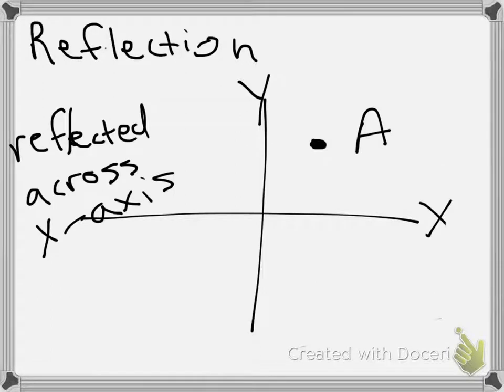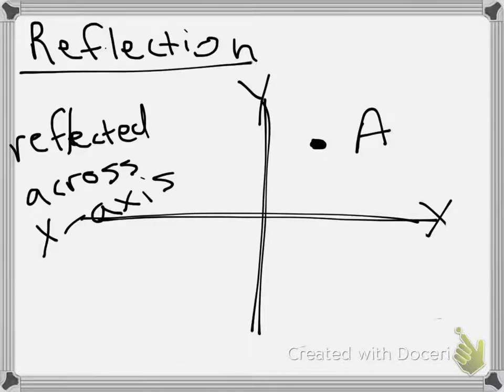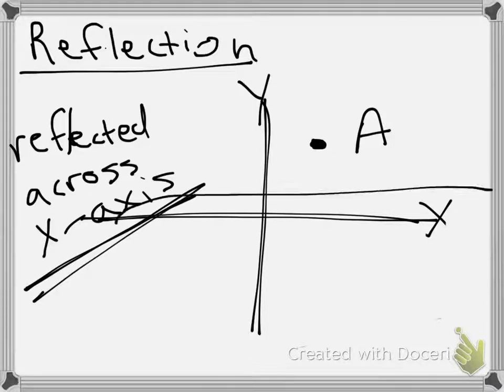After that, we're going to take notes on reflection. So we're going to look at this. Here I've got my Y axis and my X axis. If I'm doing a reflection across my X axis, I'm looking at this axis right here, and I'm reflecting my point across. So wherever it's at, it has to be at the same exact point on the other side.